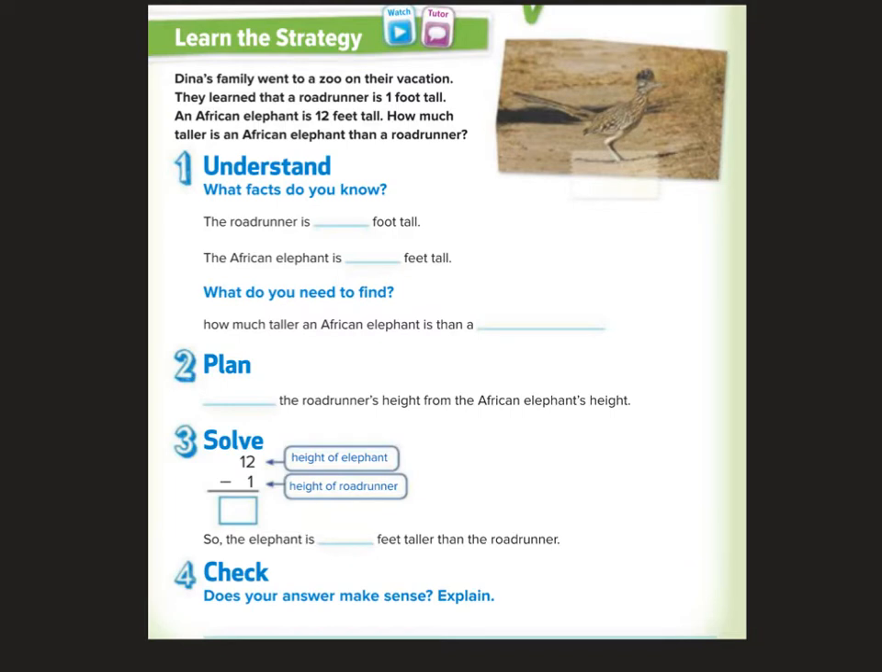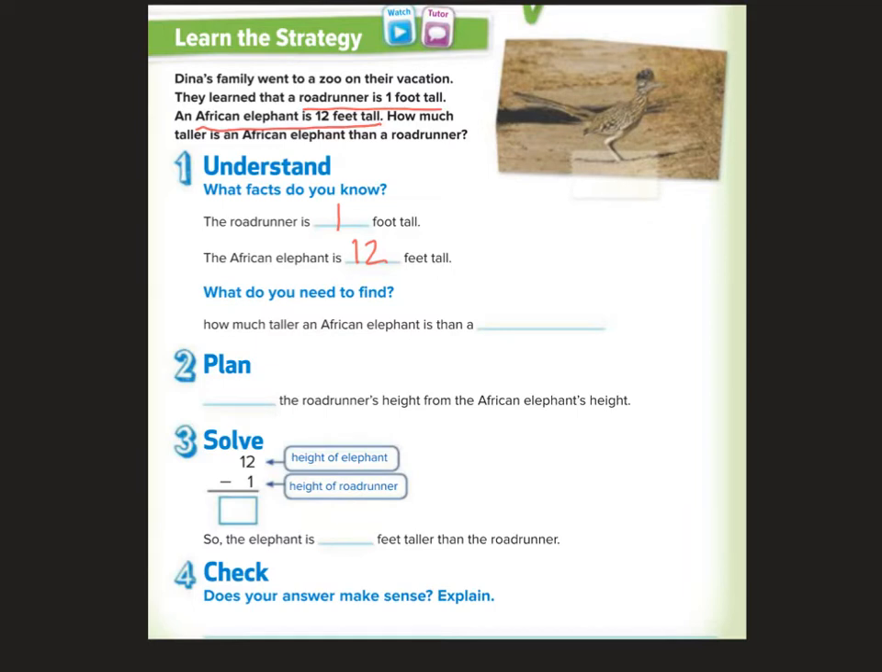So our first step is to understand. So let's fill in these facts. The roadrunner is how tall? Let's go up here. A roadrunner is 1 foot tall. The African elephant is blank feet tall. So let's take a peek here. Our African elephant is 12 feet tall. Okay? So now we filled out what facts we know.